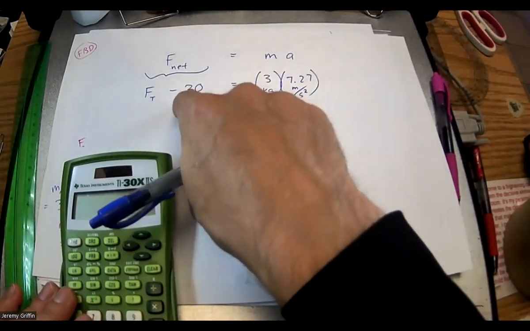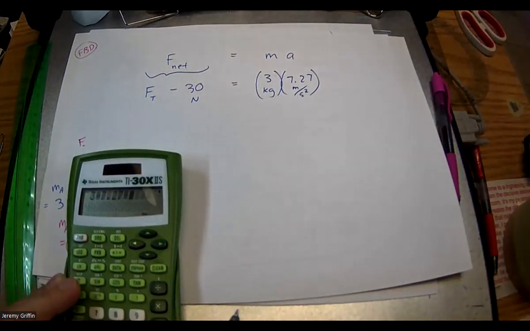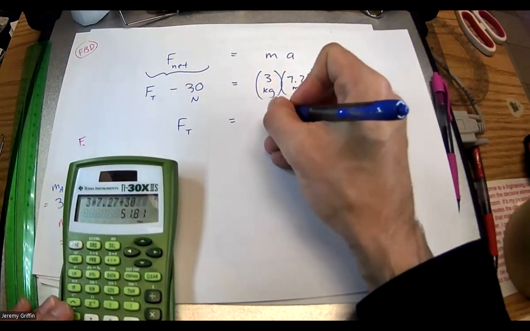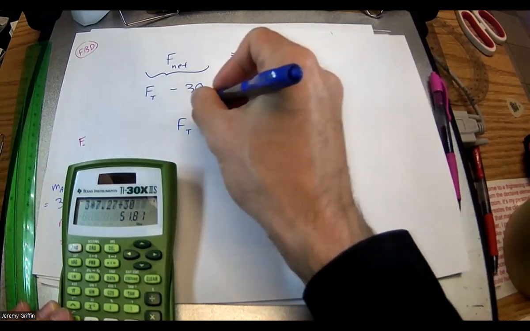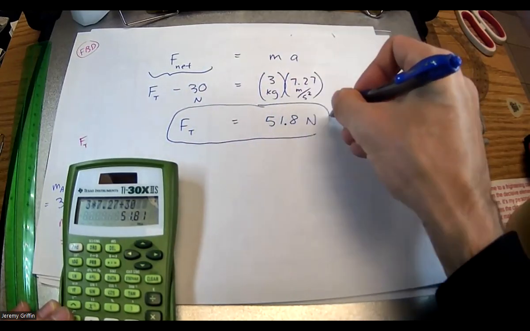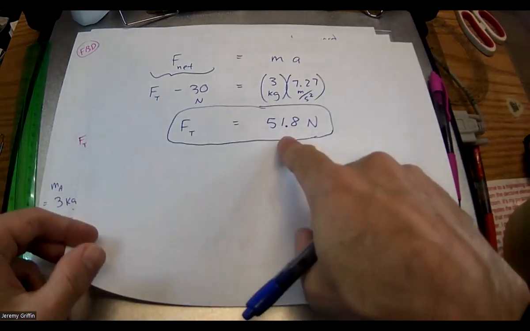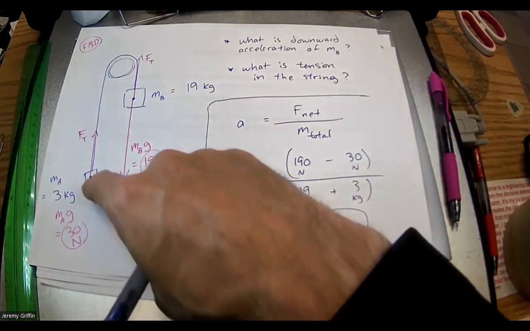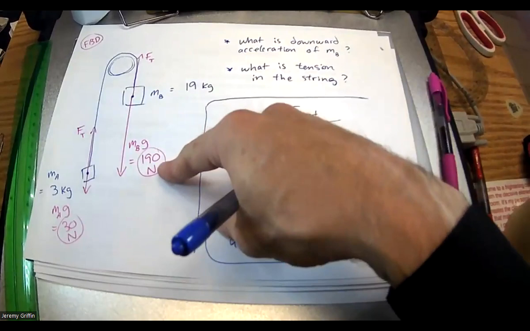Multiply these two together, add 30 newtons over. What is 3 times 7.27 plus 30? I'm getting the tension force is 51.8 newtons. There we go. All right. Is that really the Goldilocks force? Let's check. Because about 52 newtons, right? 52 is greater than 30, so this one can accelerate up. 52 is less than 190, so this one can accelerate down.